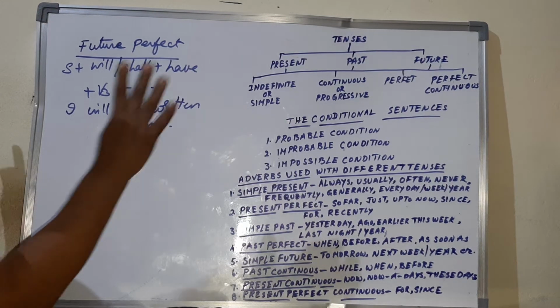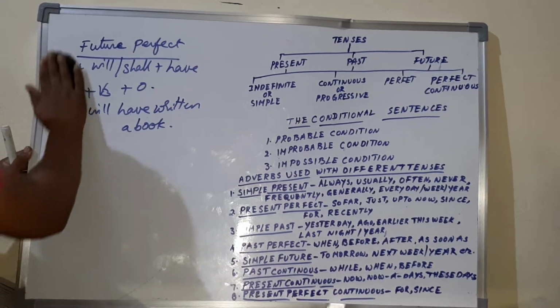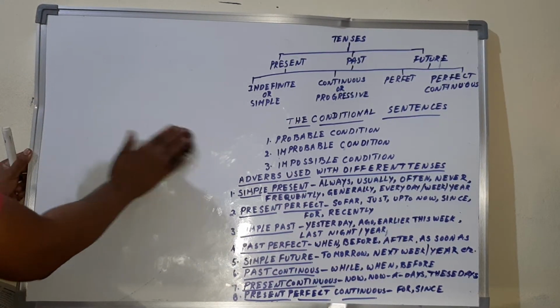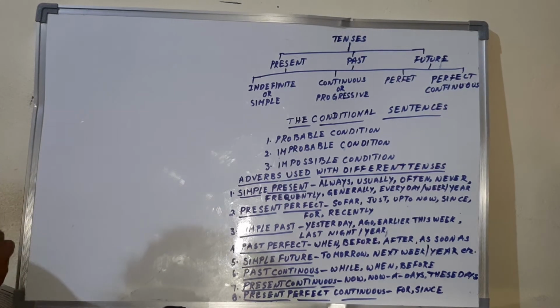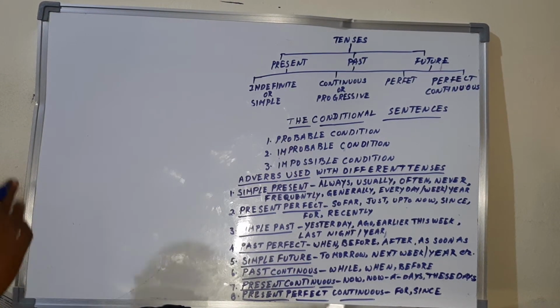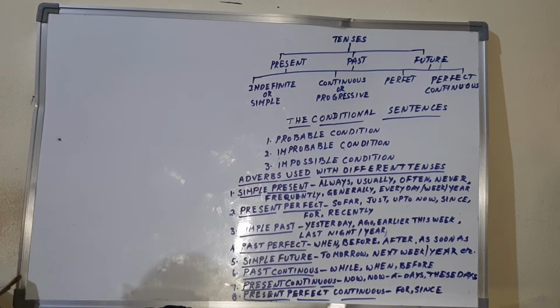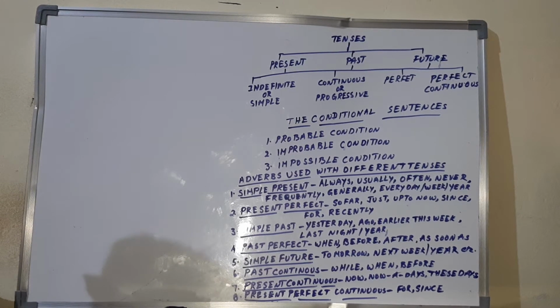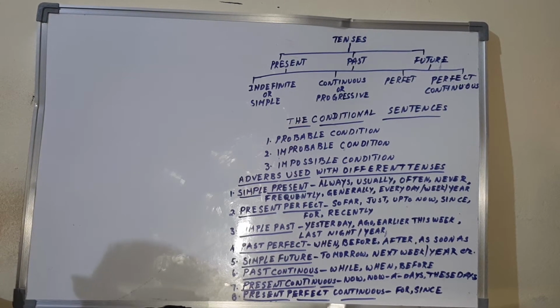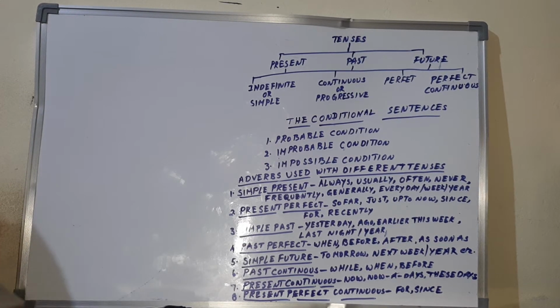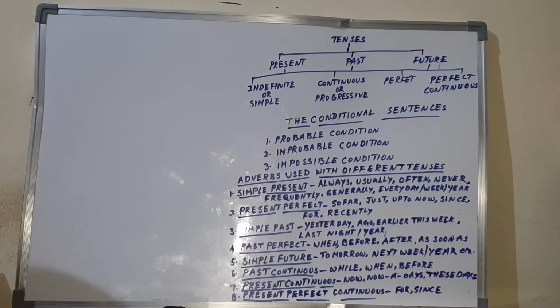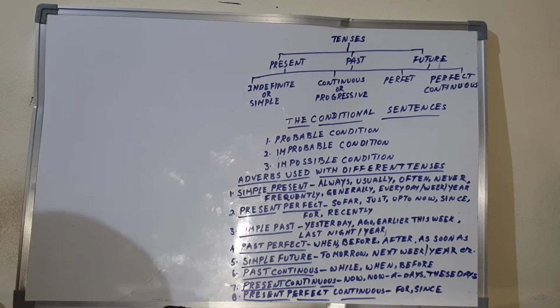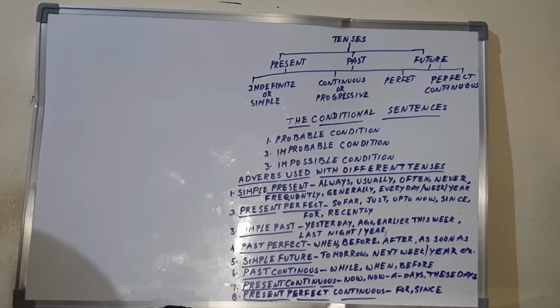Now I want to discuss the conditionals. What are the conditionals? There are three types of conditionals: probable condition, improbable condition, and impossible condition.